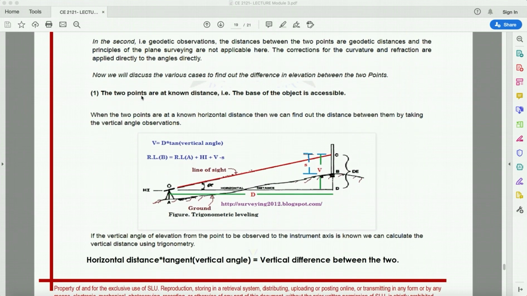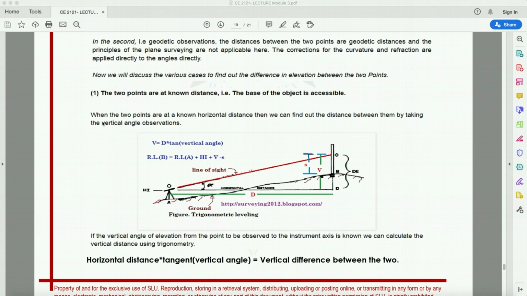Now, we will discuss various cases to find out the difference in elevation between 2 points. The 2 points are at known distances. So you have point A and point B. The base of the object is accessible. So when 2 points are at a known horizontal distance, then we can find out the difference between them by taking the vertical angle observation. Okay?